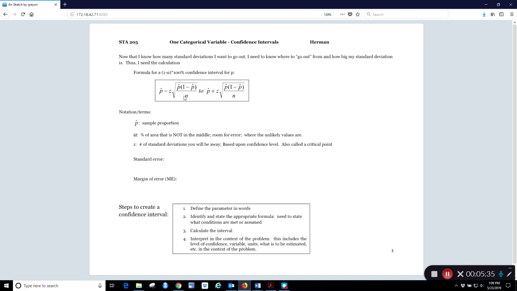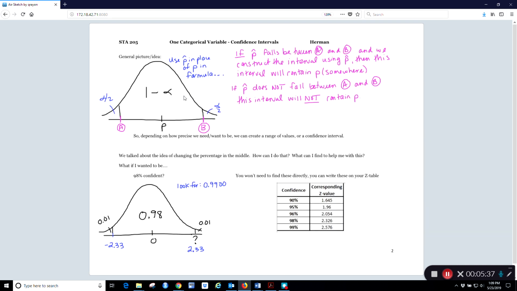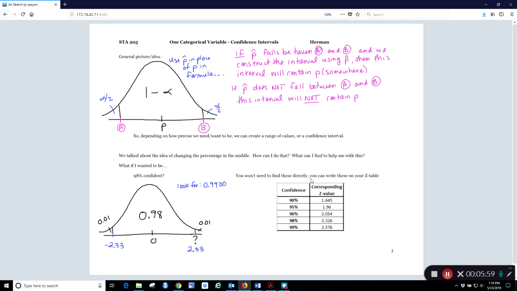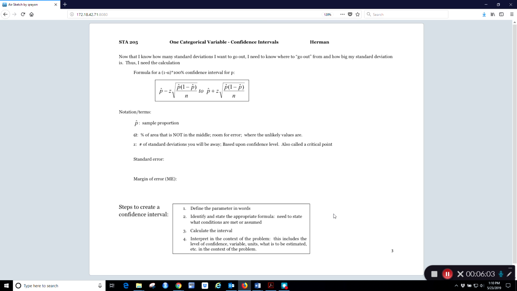So if we go back to what this formula looked like in that first video, p hat is taking the place of p in both of those locations. And this 2 is now just a z. But 2 here measured how many standard deviations we were going to go out for that 95%. So now we're just putting a general letter so that you can pull whatever z value that we need into that formula. So again, some terminologies here.